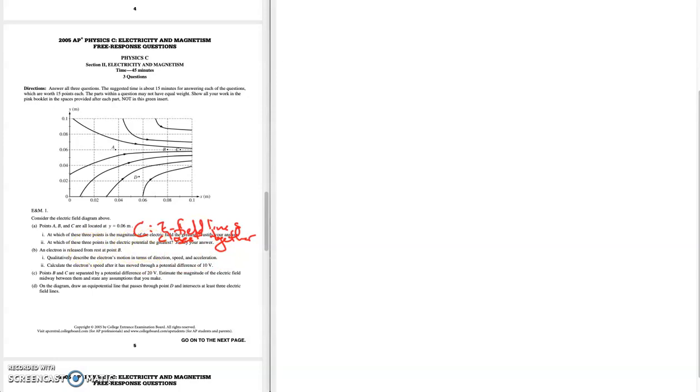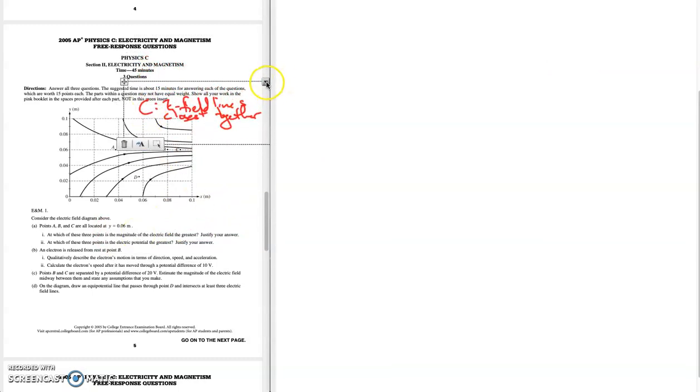Okay, now where is the potential greatest? All right, where is the electric potential greatest? Also keep in mind that the field lines also tell you that you're moving from high electric potential to lower electric potential. So they point towards a negative charge and away from a positive charge.